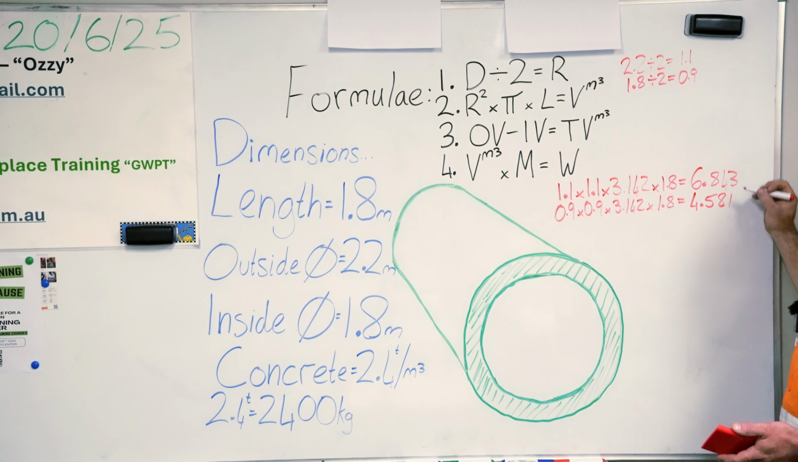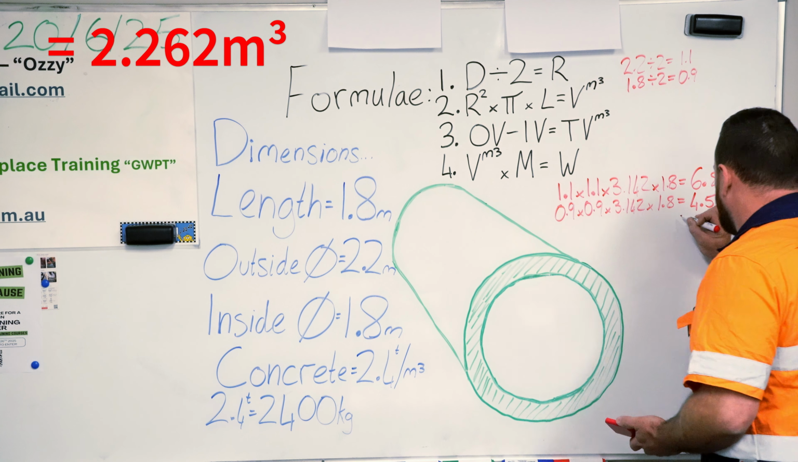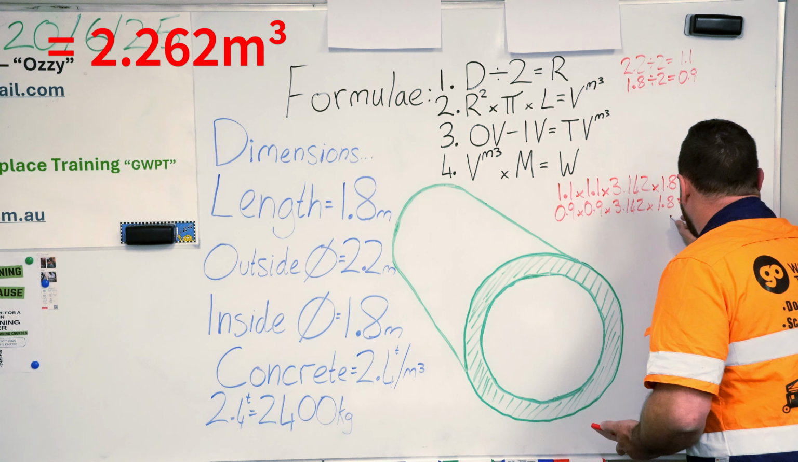So this part's pretty easy. You just want to take your outside volume and subtract your inside volume away from that. So what we want to do is get our bigger number, enter that into the calculator, 6.843, and then we're going to subtract or take away 4.581, and it's going to equal 2.262. So I'm going to put the little take symbol there. It's going to equal 2.262.